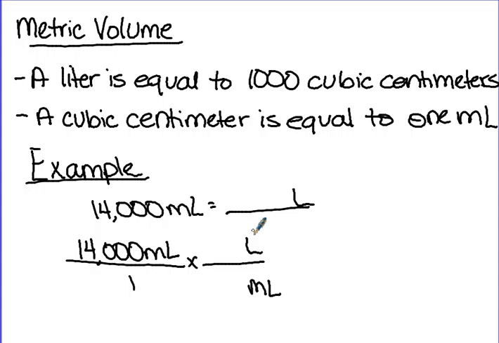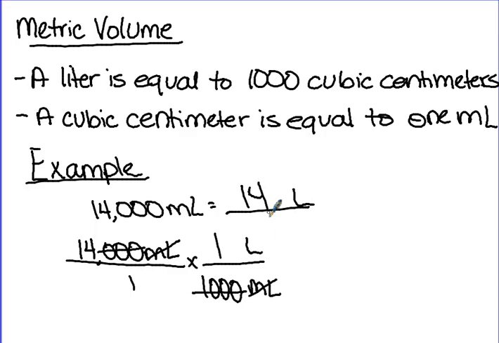From the information that we just wrote down above, we know that 1,000 milliliters is equal to 1 liter. So our milliliters units can cancel out, but also our numbers can cross-cancel, and we're left with 14 liters. So this should be review, hopefully, but we're just doing some different conversions.